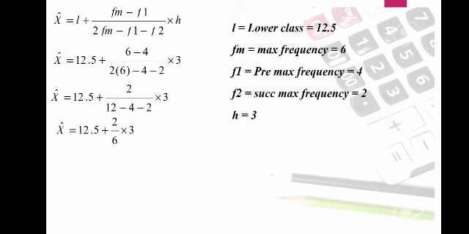So it becomes 12.5 plus 2 over 6 multiplied by 3. Now 2 multiplied by 3 is 6, so 6 over 6 gives you 1. So 12.5 plus 1, the answer is 13.5. So this is the mode and this is how you can calculate it. For the median, class boundaries and cumulative frequency are required, and for the mode, class boundaries are required, and on the basis of the maximum frequency you can find the modal class.